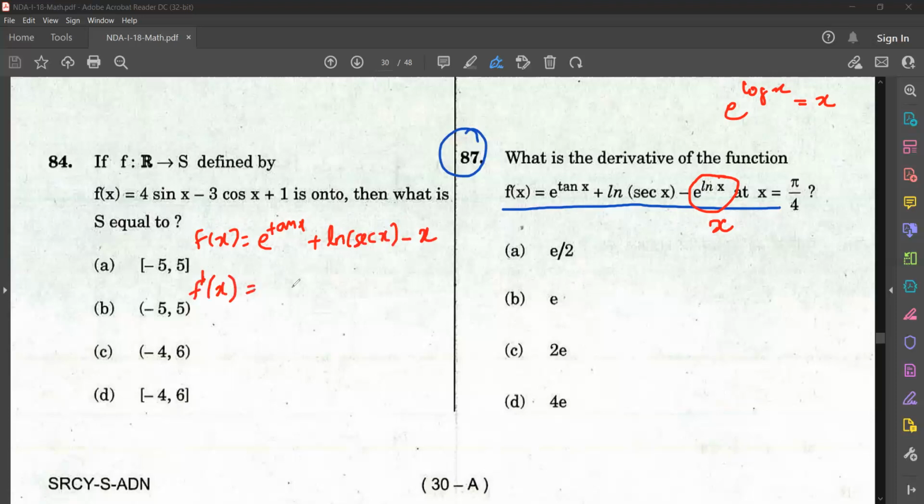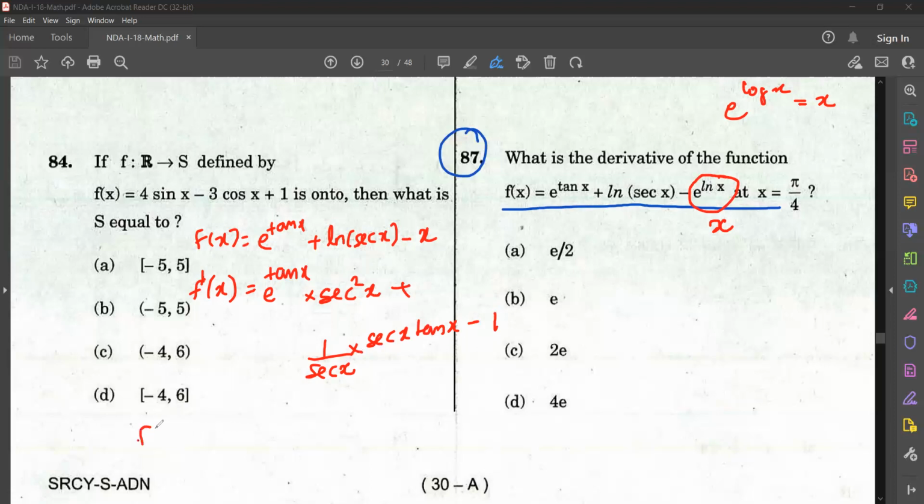What is the derivative of e raised to x? It is e raised to x itself. So e raised to tan x into, apply chain rule, derivative of tan x is sec square x, isn't it? Plus ln sec x, what is the derivative of log? That is 1 by sec x into derivative of sec x, which is sec x tan x, minus the derivative of x, that is 1. So f dash of x equal to e raised to tan x into sec square x plus 1 by sec x into sec x tan x minus 1.